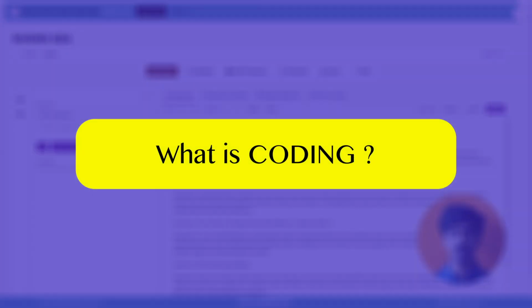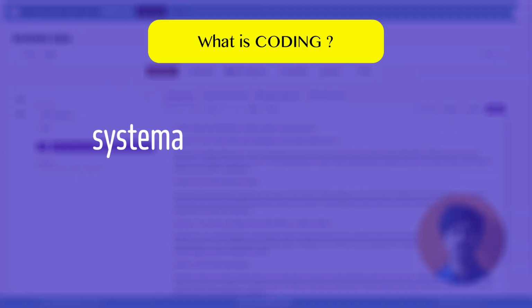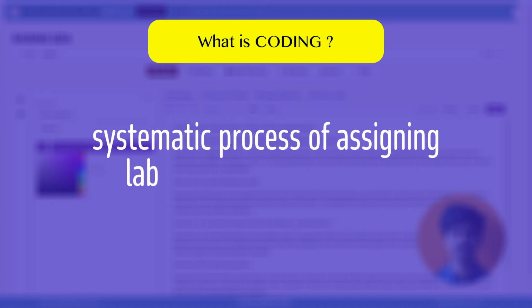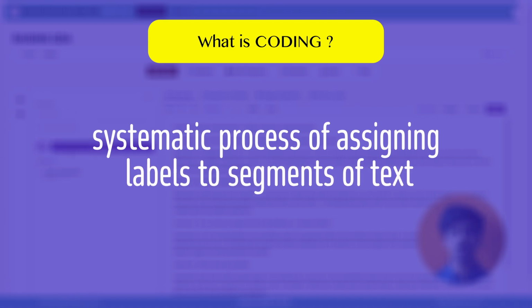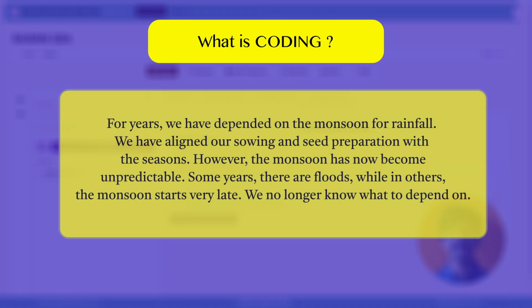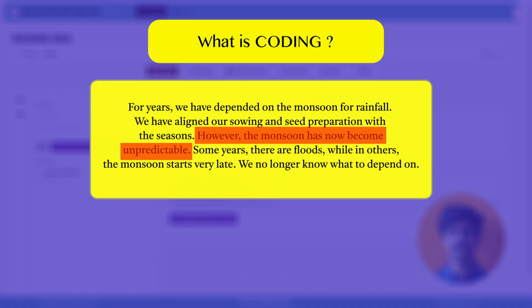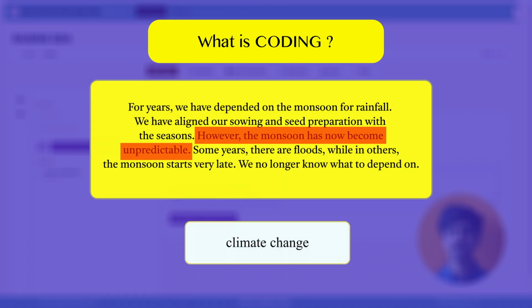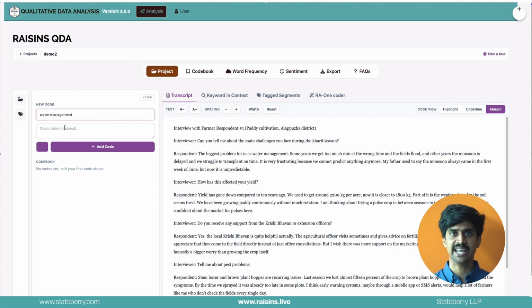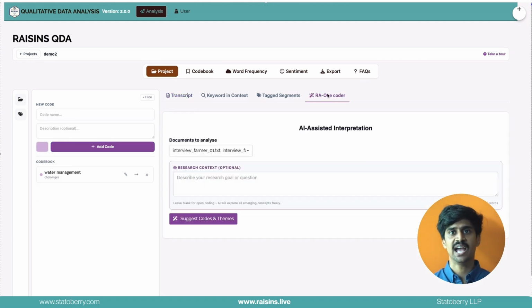Let's learn what we mean by coding. Coding is a systematic process of assigning labels to segments of text. For example, this sentence is associated with climate change and its effect on farmers. So, we can code this as climate change for further referencing. Give each code a name and a short description and choose a color for easy identification. That's the manual method. Now let's look at a faster and easier way to build your codes.